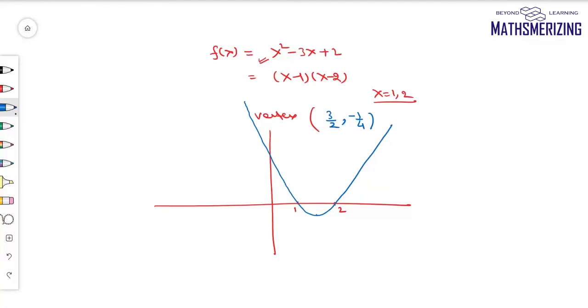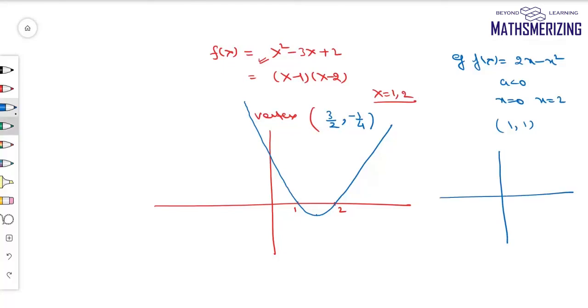I'll take another one. Say, for example, y = 2x - x². Now in this case, a is less than 0. Roots are x = 0 and x = 2. Now the vertex will be (1, 1). So if I have to draw this graph, the roots are 0 and 2. Now at 1, the value is 1. So it is a parabola opening downwards. So this is the graph of y = 2x - x².